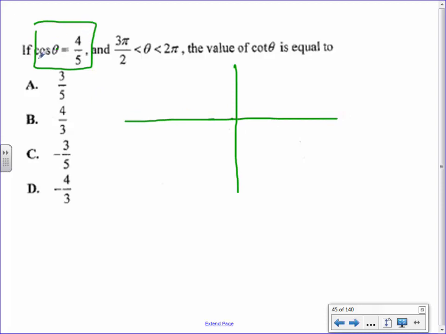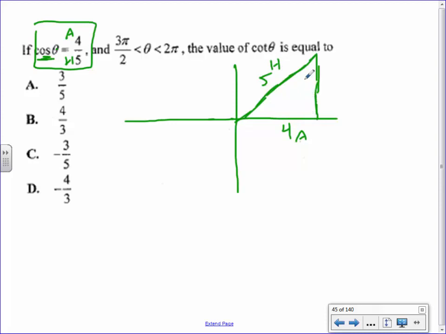If we're talking cosine, isn't the top number of cosine supposed to be the adjacent? And isn't the bottom number supposed to be the hypotenuse? Well, I could plot that right here. I could make the adjacent side be 4, and I could make the hypotenuse side right here be 5. Doesn't that seem to fit the parameters? Cosine of theta is 4 over 5. I need an adjacent side to be 4, which is the x value, and I need the hypotenuse side to be 5.